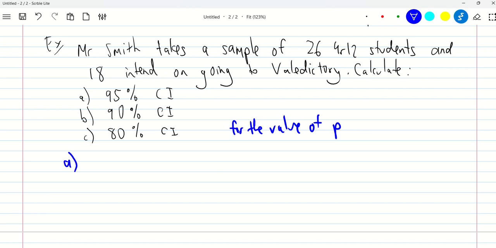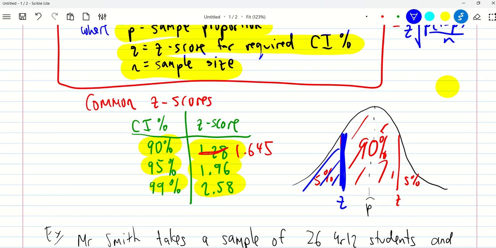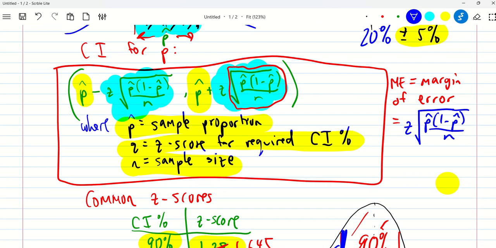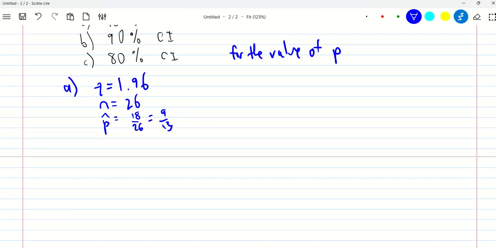Okay, so for a 95% confidence interval, our Z score is 1.96. Our N is our sample size, which is 26 students, and our P hat is our proportion that intend to go on the valedictory. So 18 out of 26, which is 9 out of 13. Okay, so that's our P hat. And so what that means for the confidence interval, using our formula from up there, it's P hat minus all that sort of stuff. So here we go. All right.